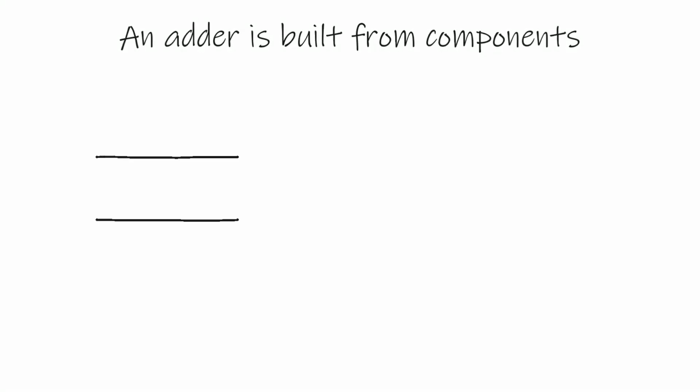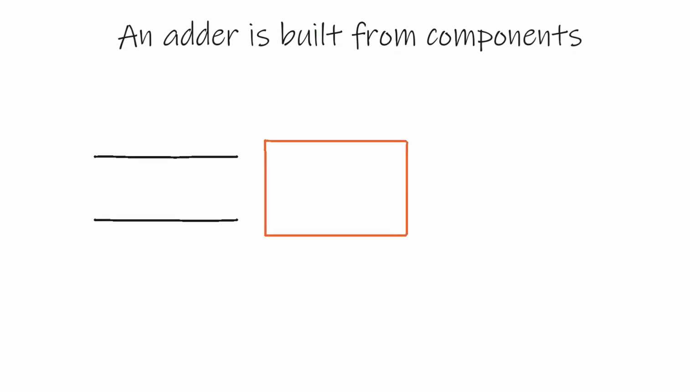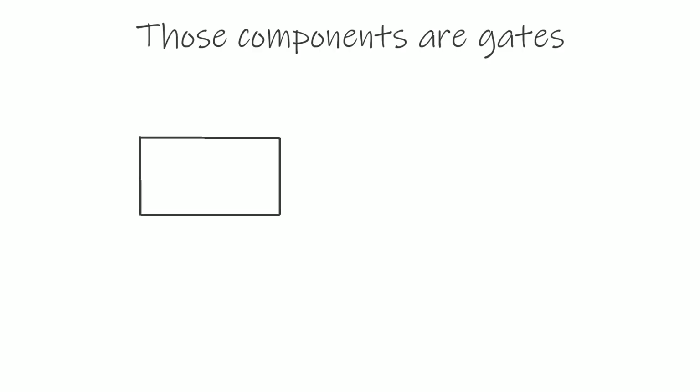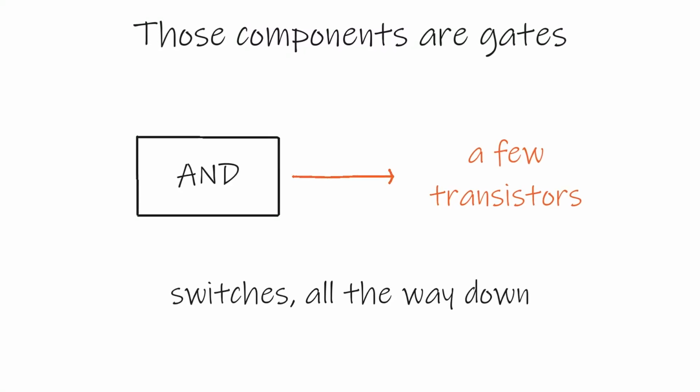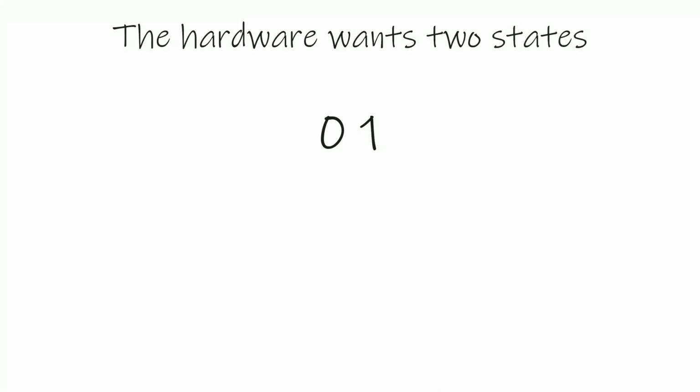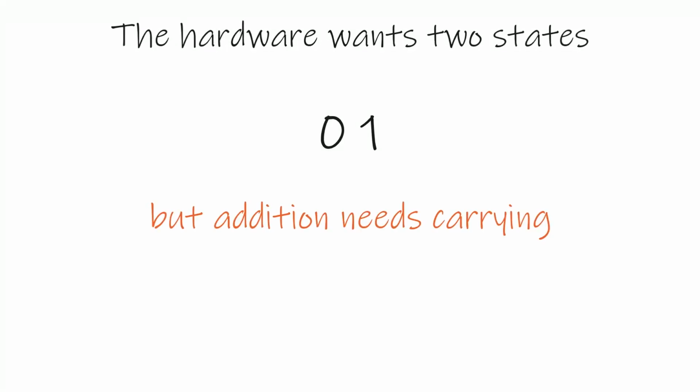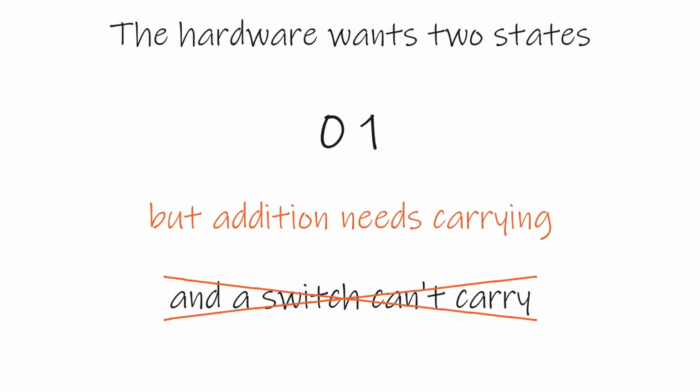An adder is built from components with 1 or 2 inputs, 1 output. Those components are gates. An AND gate is a few CMOS transistors. The hardware wants 2 states. But addition needs carrying, and a switch can't.